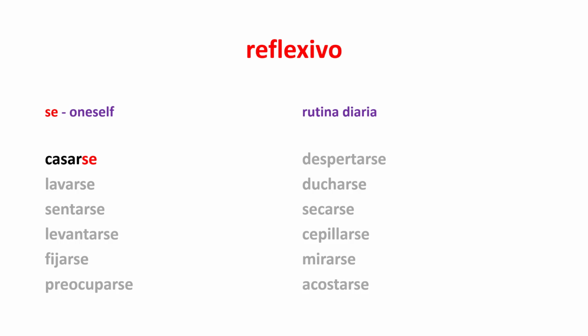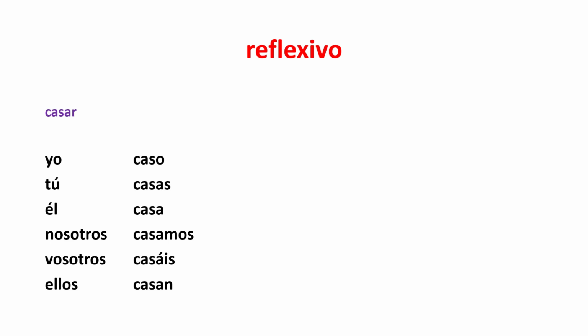Let's conjugate one of these verbs, casarse, to get married, so you can see how they conjugate throughout the entire paradigm. We'll put casarse up here, and notice it's a regular AR verb, and it conjugates just as it normally would. Caso, casas, casa, casamos, casáis, and casan. And notice to get married is to make a house with, to casa yourself, casarse. Once you put se at the end of a verb, however, it becomes reflexive. Let's see how we conjugate a reflexive verb.